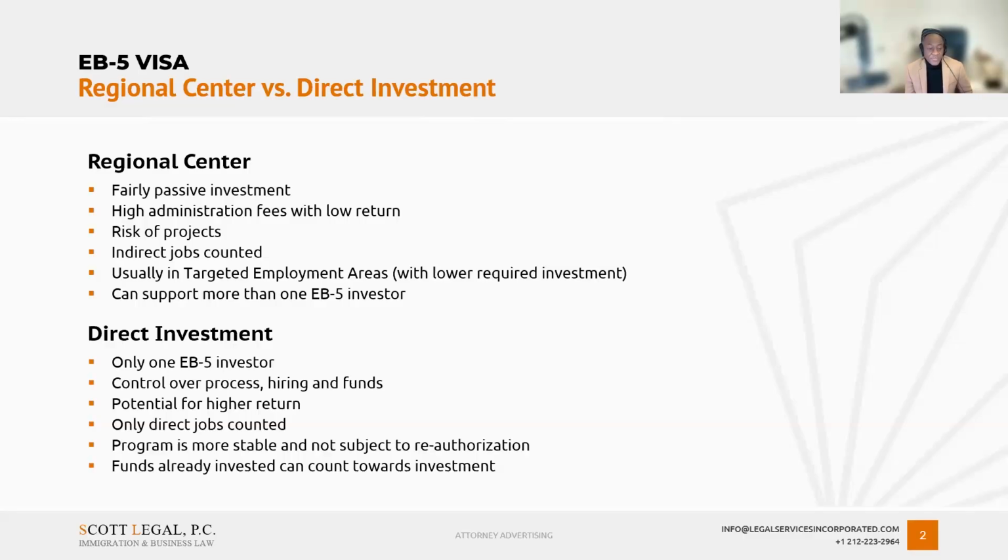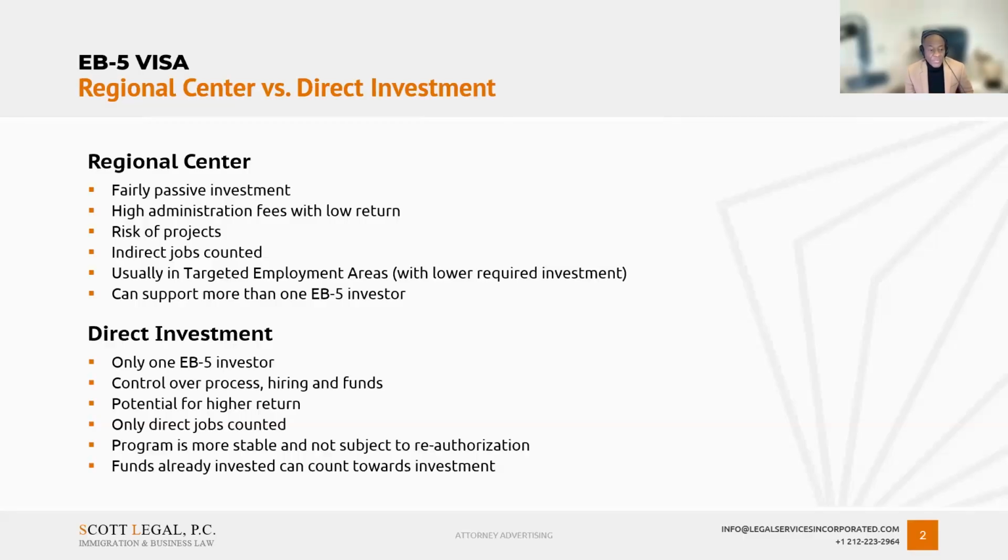They do take a fairly significant administrative fee that could be $35,000 to $50,000. And then they collect the money from the investor and they facilitate the process so that in this example, the Hilton hotel chain could build the hotel, and then the Hilton hotel chain would also be responsible for creating the jobs that are required.